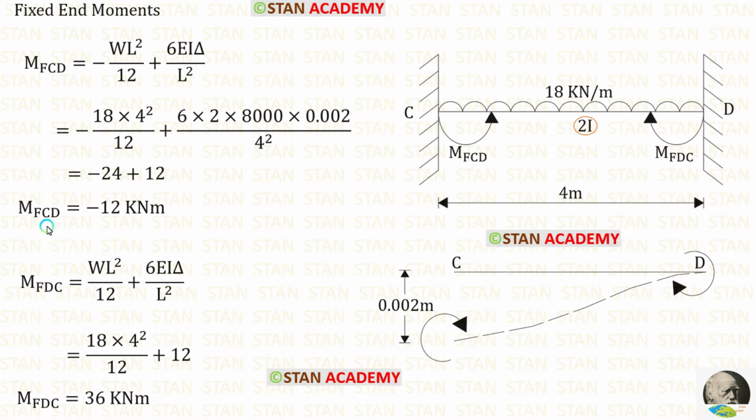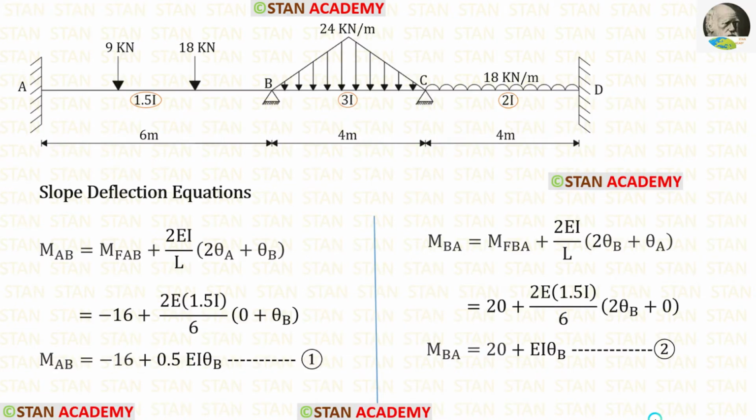After the calculation, for MFCD we are getting minus 12 and for MFDC we are getting 36. Now let us start making the slope deflection equations. First, let us make them in the span AB. In the equations, first let us apply the fixed end moments.